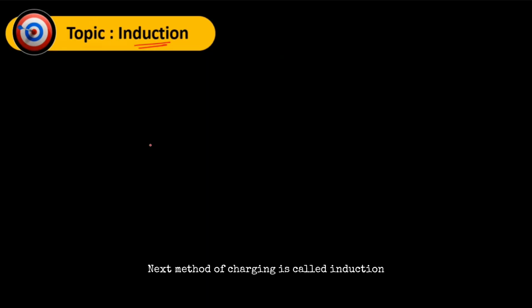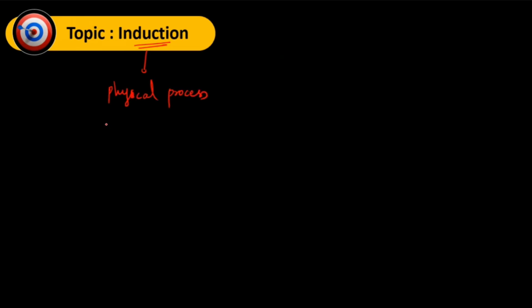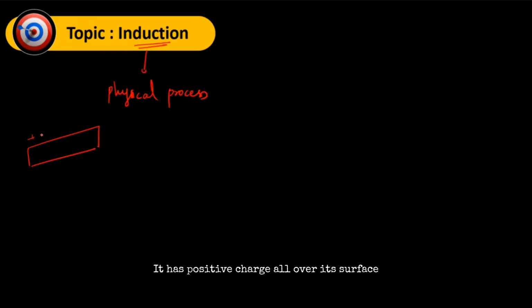The next method of charging is called induction. Now, what is induction? Induction is again a physical process, but in this process, we don't bring objects physically close to each other, or we do not touch the objects physically with each other. Let me give you an example. Suppose there is a positively charged rod. It has positive charge all over its surface.